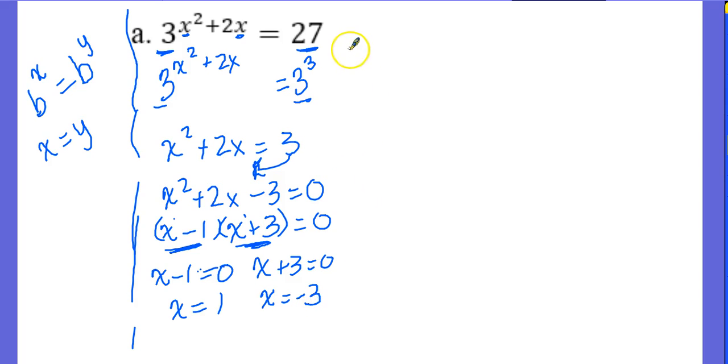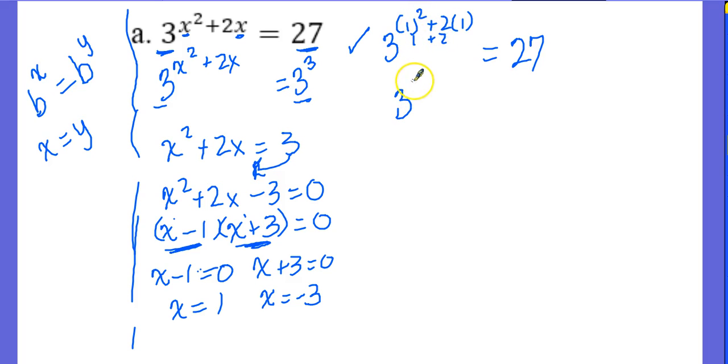And then, of course, we're going to check our solutions to make sure that they are both correct and not extraneous. So we'll be plugging these values in. So my first check, I'll do 3. Replace the x with a 1. Squared plus 2 times 1 equals 27. And we don't need a calculator for this. That's 3. And that's 1 plus 2. So 3 cubed equals 27. That's true. So we know that 1 is a good solution.